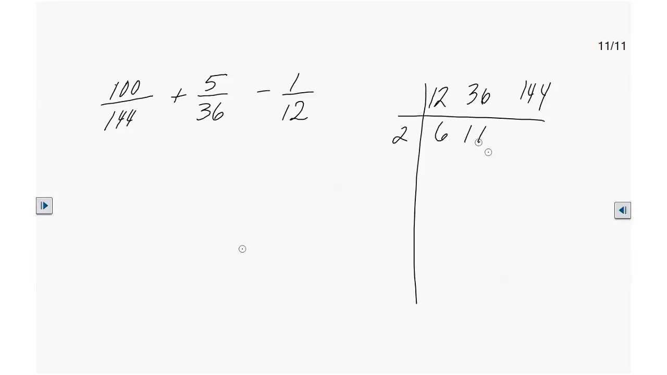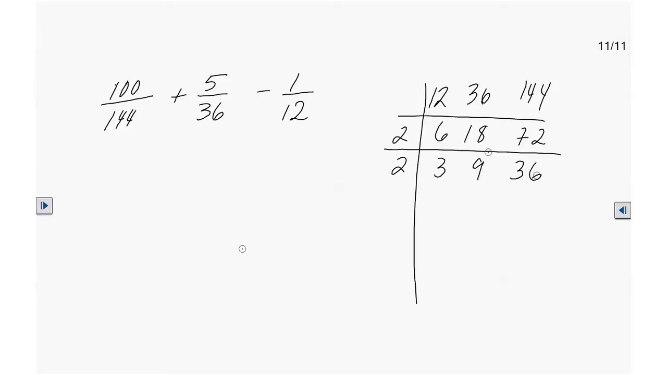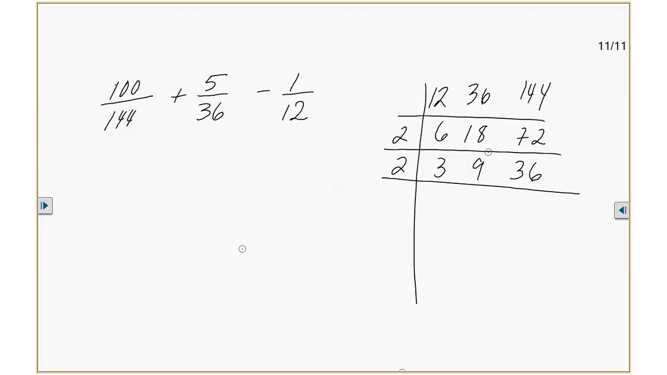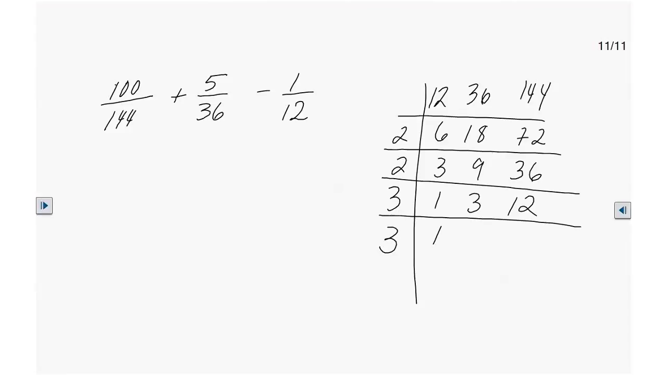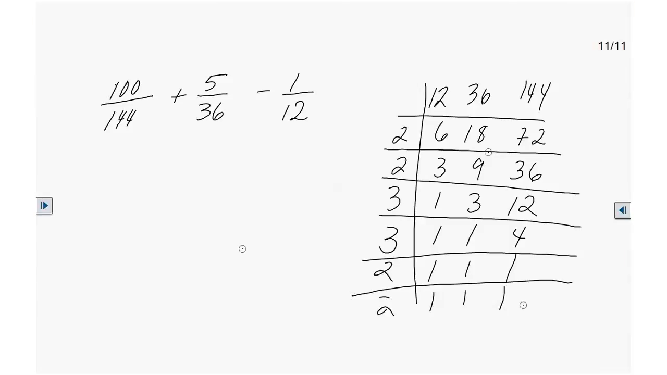6, 18, and 72. 2 will go into all these. 3, 9, and 36. 3 will go into them one more time. 1, 3, and 12. And then 3, 1, 1, and 4. 2, 1, 1, and 1. I'm sorry, it's 2.